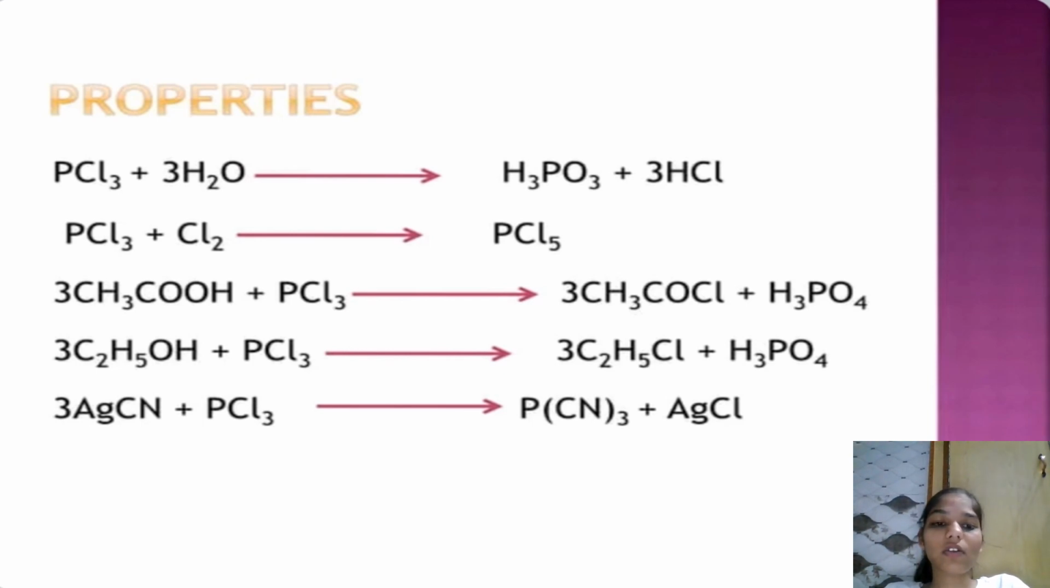When it reacts with chlorine, we get phosphorus pentachloride. When acetic acid reacts with phosphorus trichloride, we get acetyl chloride plus phosphorous acid. When ethanol reacts with phosphorus trichloride, we get ethyl chloride plus phosphorous acid. Similarly, when silver cyanide reacts with phosphorus trichloride, we get phosphorus tricyanide plus silver chloride.